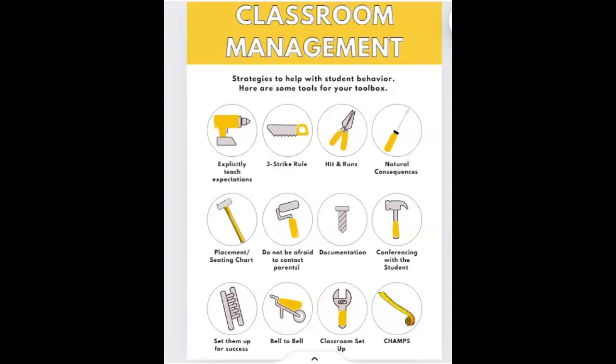Maybe the class clown is at the back of the room, so no one can really see what he's doing or what she's doing. Or maybe you have 2 students that really cannot stop talking to each other. You've talked to them, you've done all of the things, and they still can't figure it out. Maybe you have them on opposite ends of the classroom. And so a seating chart can be a good tool to use in those situations.